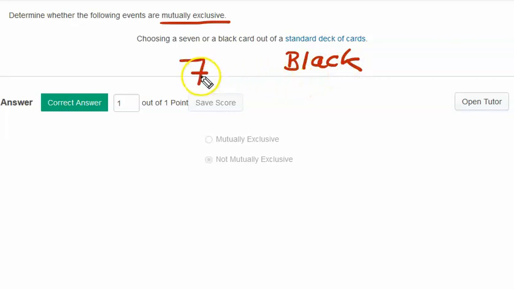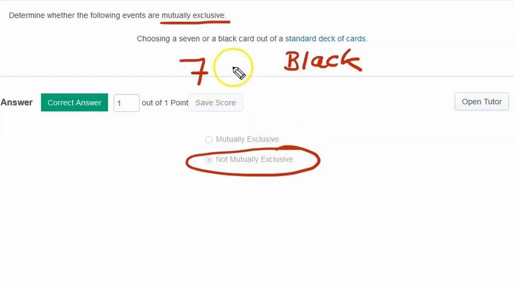Now, is there a black card that is a 7? Yes, there are 2 of them, the spade and the club. So since there is a connection between them, this is not mutually exclusive. But what would be mutually exclusive?